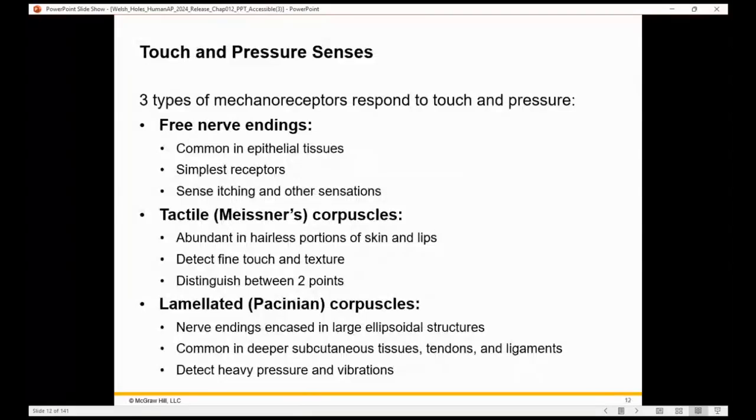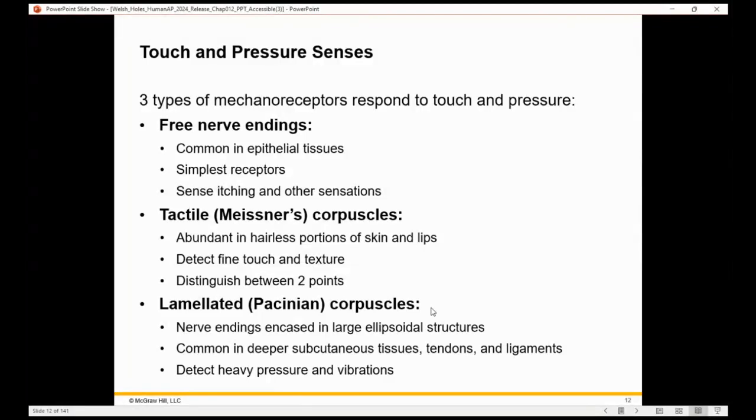There are three types of mechanoreceptors which respond to touch and pressure. Free nerve endings are common in the epithelial tissues, and they're the simplest receptors. Examples: you sense itching and other sensations. The tactile Meissner's corpuscles are abundant in hairless portions of the skin and lips, and they detect fine touch and texture. They can also distinguish between two points.